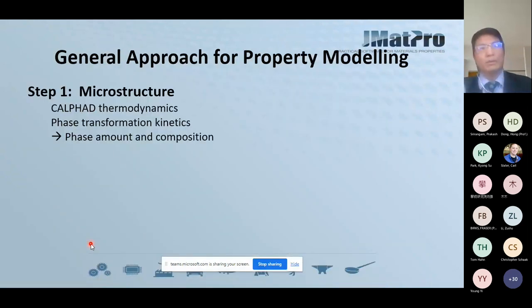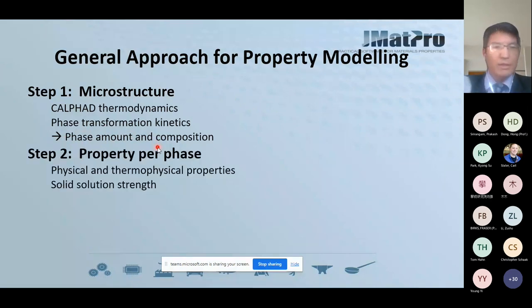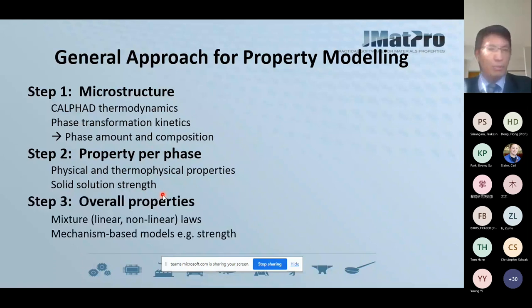And if you use another way to generalize this approach, the first step is to get the microstructure. This is where CALPHAD for thermodynamics and other phase transformation models kick in. At the end of this step, what you get is the amount of phases and the composition of those phases. And the second step is property per phase, that is to calculate the physical, or small physical properties, or solid solution strength of the relevant phases in the microstructure. And the final step will be to put everything together, the information you got from the first step on phase amount and composition, and the second step on property per phase.